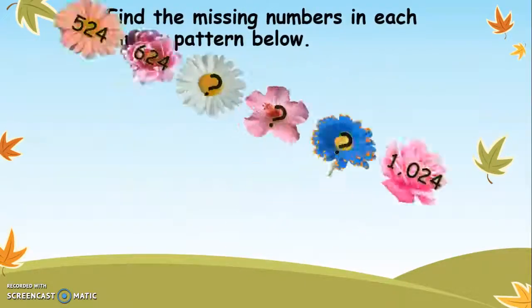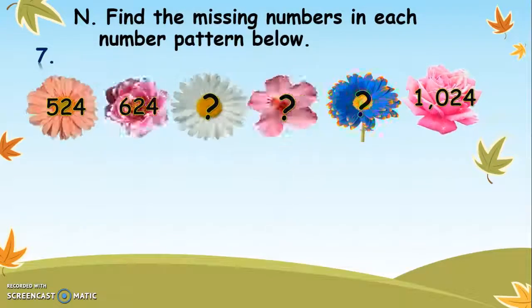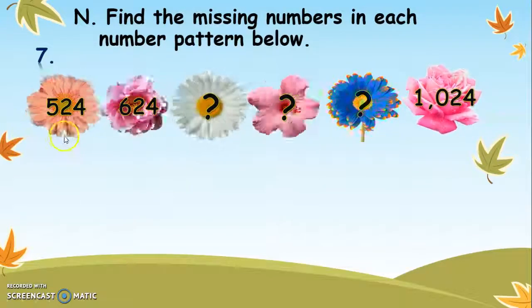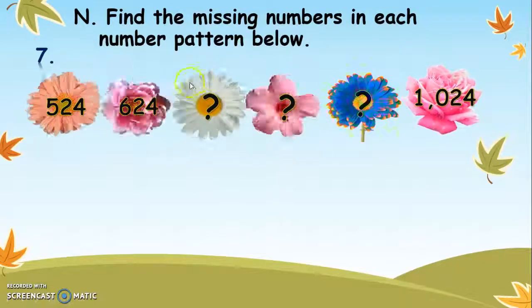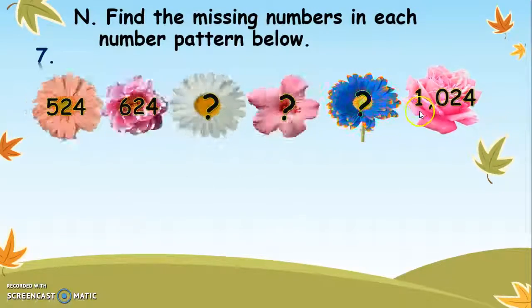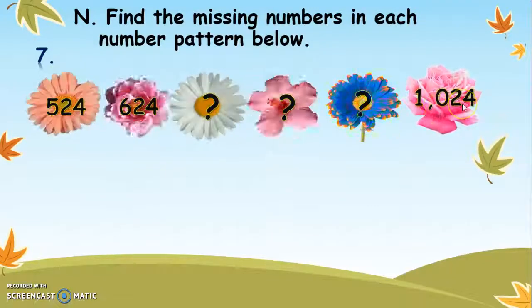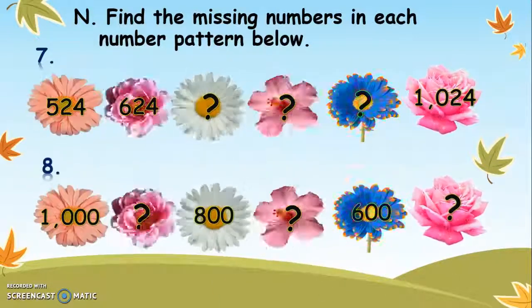This is an example for number 7. You are given 524, 624. Think of the next three numbers, and then the last number is 1024. When you are finished, answer number 8.